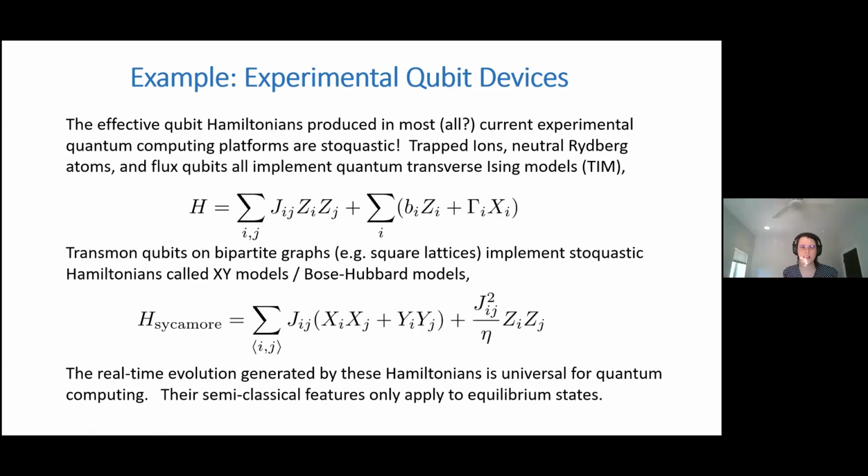And so this is a good time to point out that the real-time evolution generated by these Hamiltonians, as opposed to Euclidean time, so the real-time evolution is universal for quantum computing. The complexity of that real-time evolution is not limited in any way. It is only the equilibrium states that come from the Euclidean path integrals that have these semi-classical features.